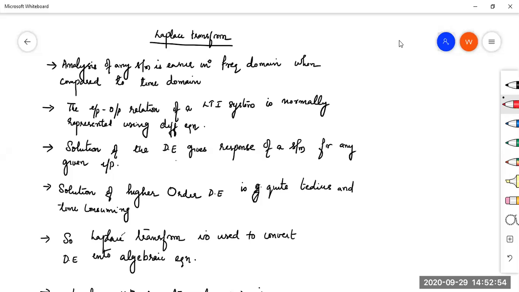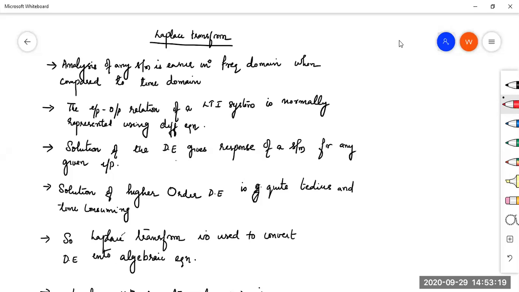We will see the topic Laplace transform. So we know when you try to analyze a system in time domain, that analysis is very difficult when compared to the analysis in frequency domain. So always for analyzing the system, it will be very easy if you convert this time domain representation of the system into frequency domain and analyze it.